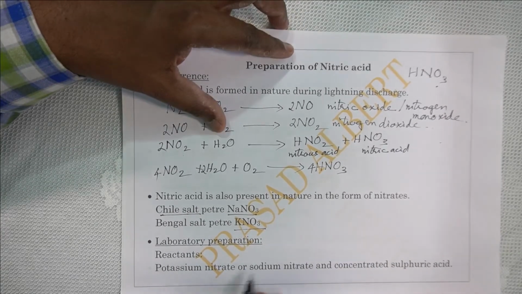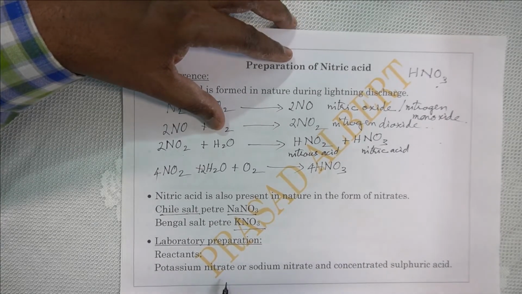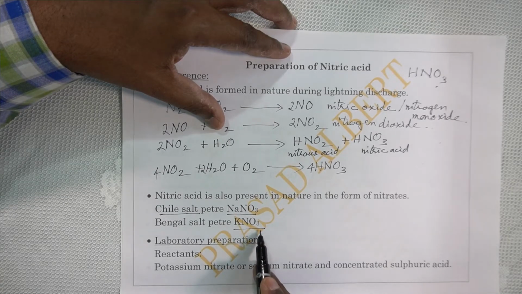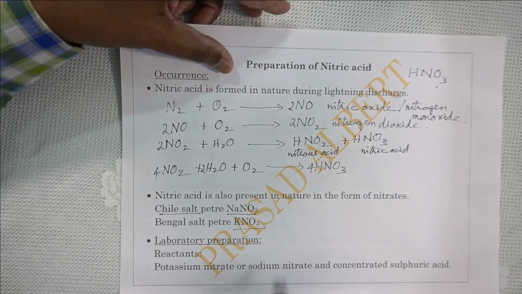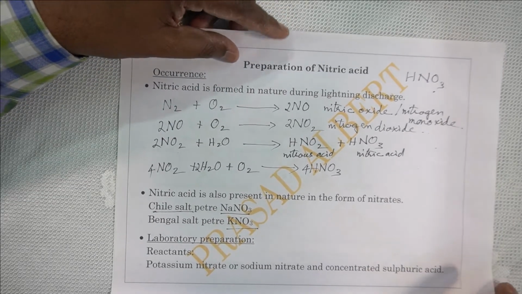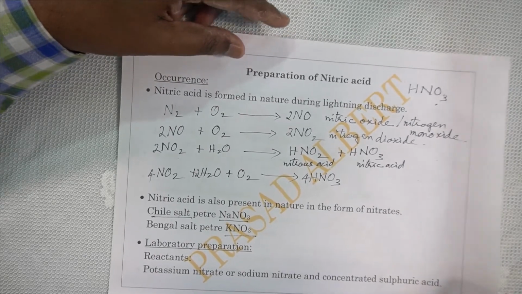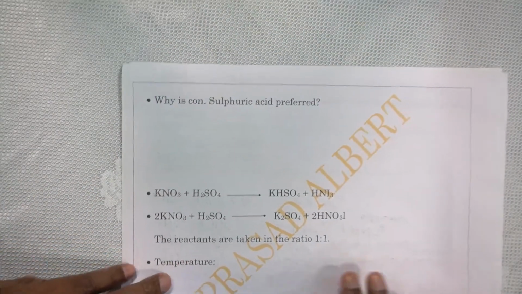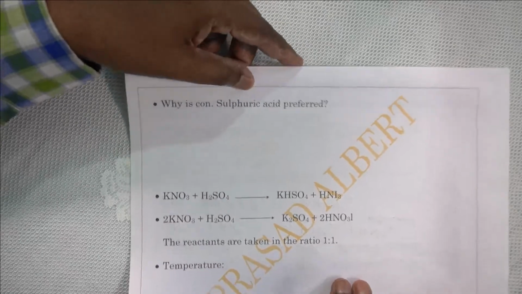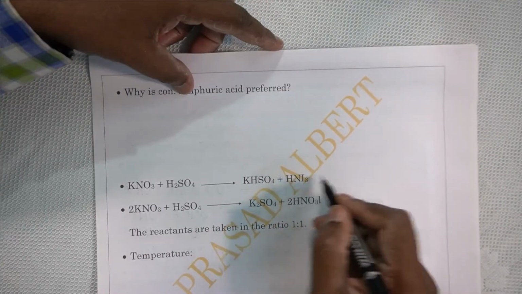Now in the laboratory, the reactants need to be cheap and also widely available. The method should be simple. That is why these methods are used. So in the laboratory, we prepare nitric acid from either potassium nitrate or sodium nitrate. And these nitrates are reacted with concentrated sulfuric acid. A displacement reaction takes place. Concentrated sulfuric acid reacts with these nitrates, and a displacement reaction takes place.